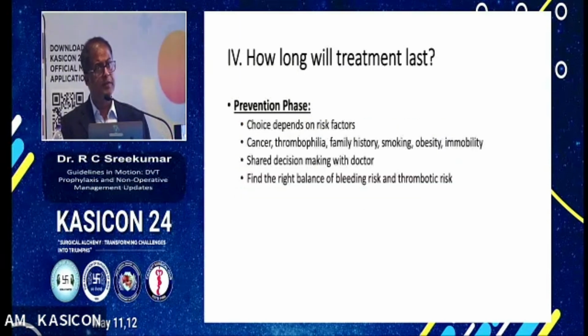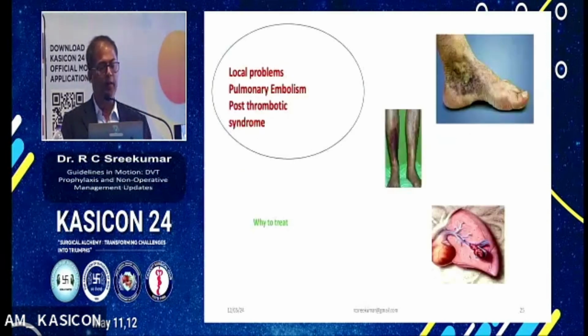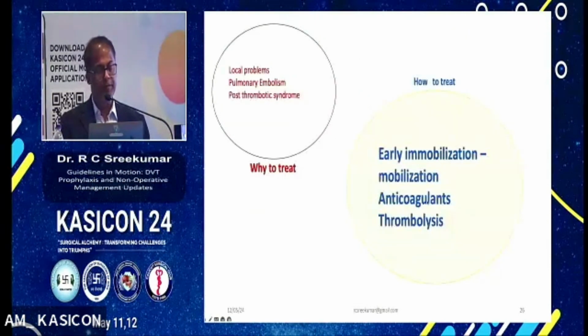The choice depends on the patient's risk factors, job, education, and affordability. There are many factors, but that should be informed to the patient in advance. The treatments are basically to address local problems like post-thrombotic syndrome, where the limb is affected very badly, or pulmonary embolism. So these patients need to be treated.